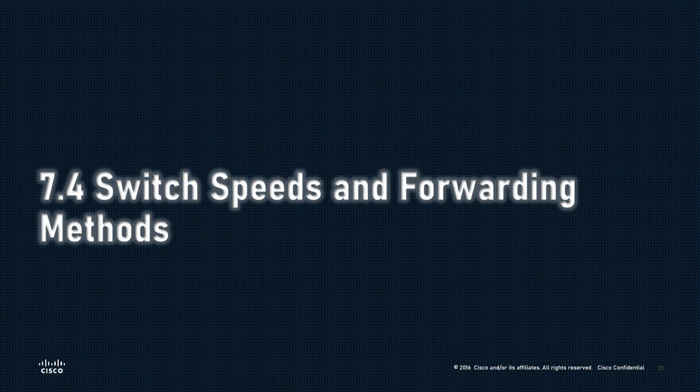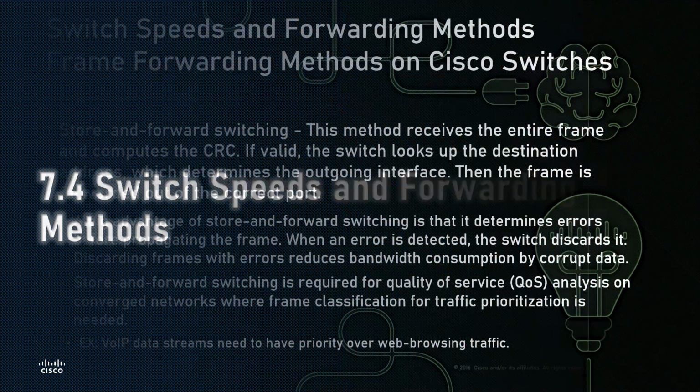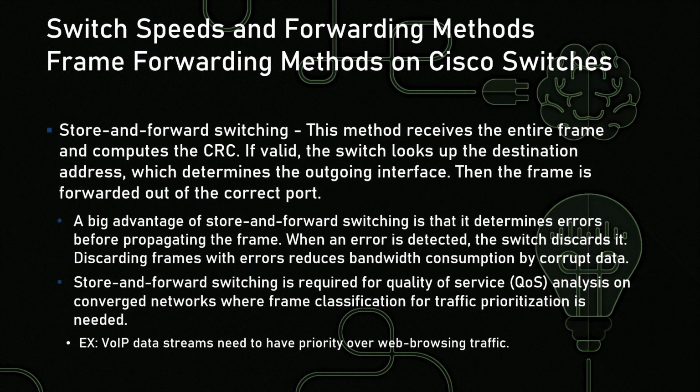Okay, and then of course the thing that everybody wants to know is speed. How fast can my switch go, and how does it forward information back and forth? So store and forward switching is one of many methods that is presented. It's considered to be very thorough, but of course then there's a lot of overhead. How does it work? Well, store and forward is going to receive the entire frame and compute the CRC, or cyclic redundancy check. If it's valid, the switch is going to look up the destination address, which determines the outgoing interface. Then we forward the frame.